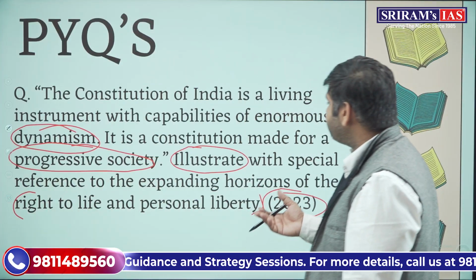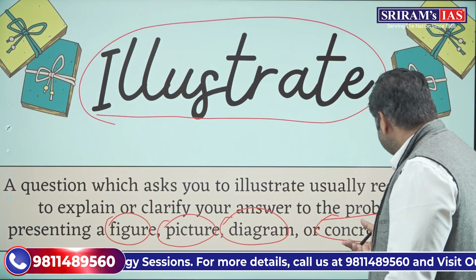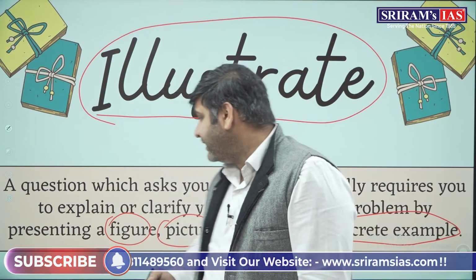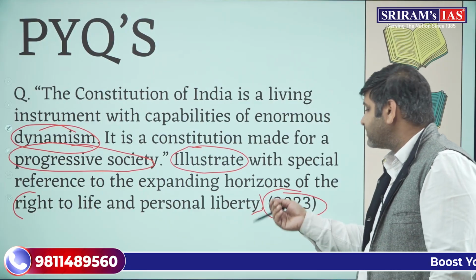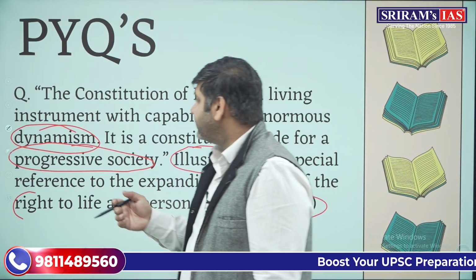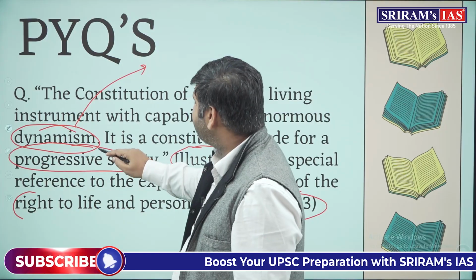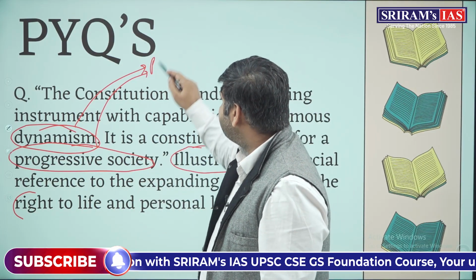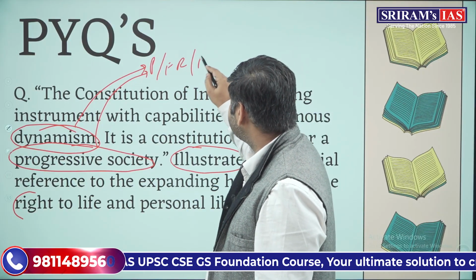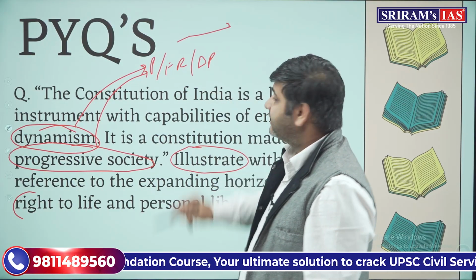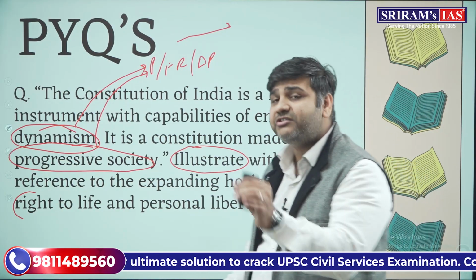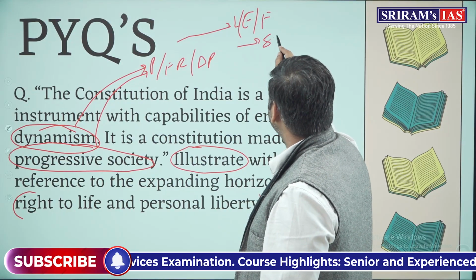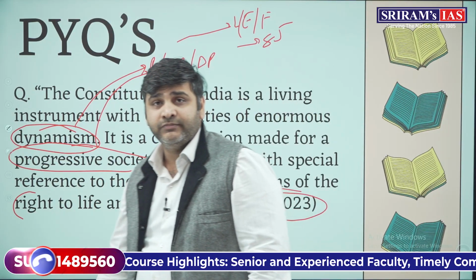But this is a question of Indian polity. So a concrete example is going to help you to write a better answer. How to write this concrete example here? First, you must explain how the Indian Constitution is dynamic and how it is made for a progressive society, because there is the preamble, the fundamental rights, the directive principles, and all these in one or the other way are trying to establish liberty, equality, fraternity and social justice in the society.